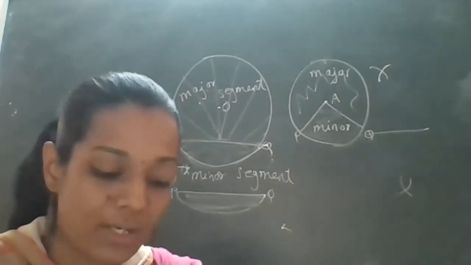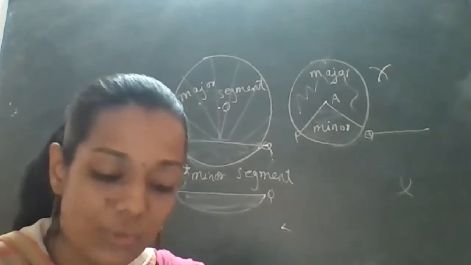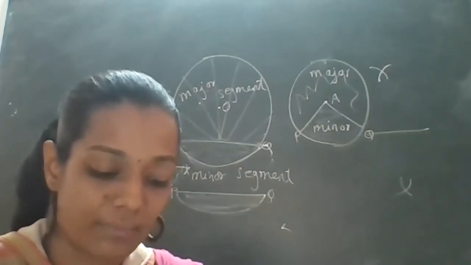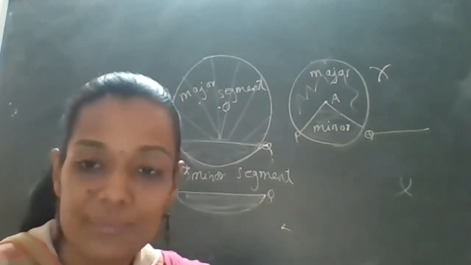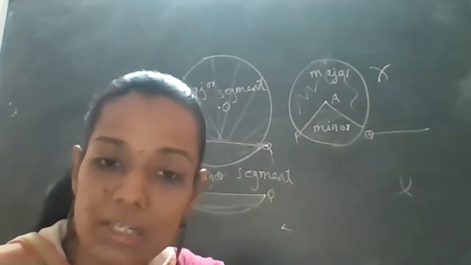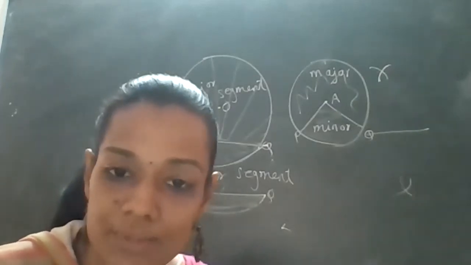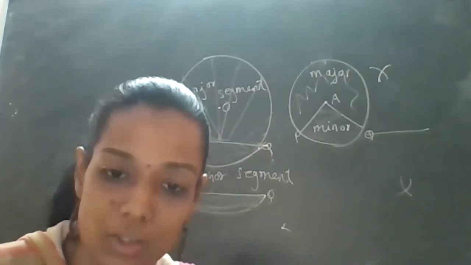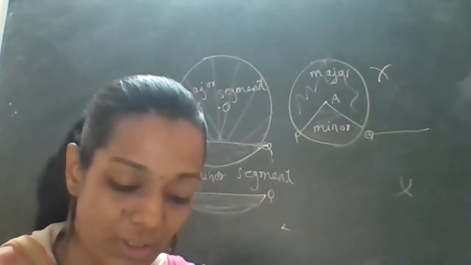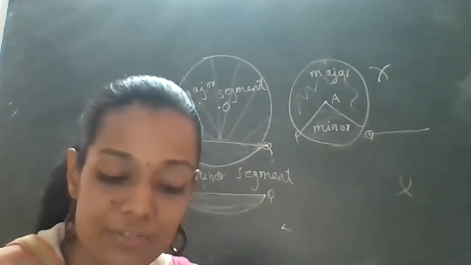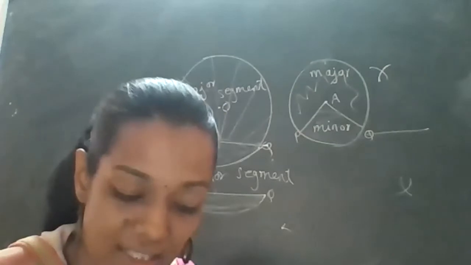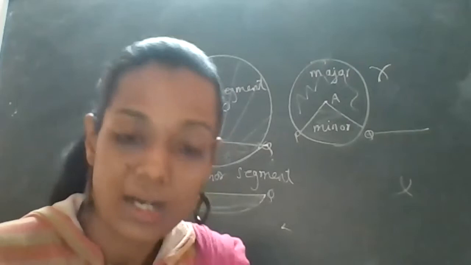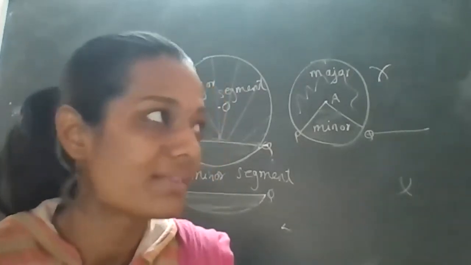Now next. If a circle is divided into 3 equal arcs, which is a major arc? False. Even if we divide into 3 equal parts, it becomes equal arcs only. There will be no major and minor, because all 3 are equal. So it cannot be a major arc. Now fourth. A chord of a circle which is twice as long as its radius is the diameter of the circle. True. The chord is the same as the diameter.